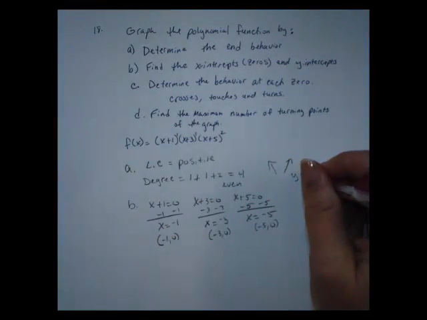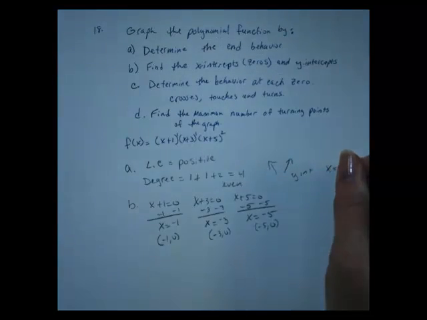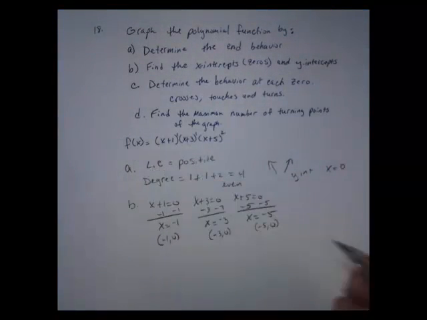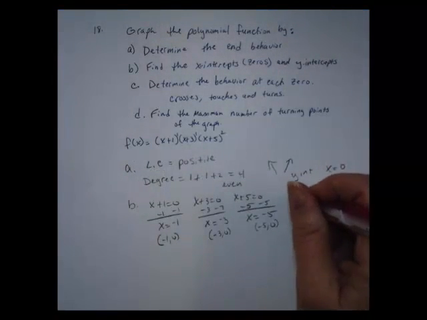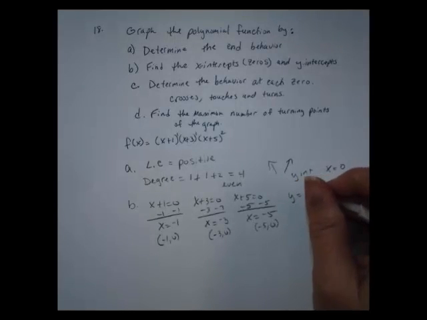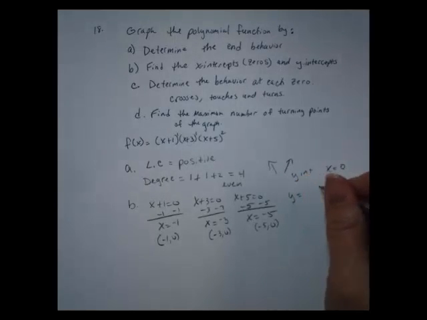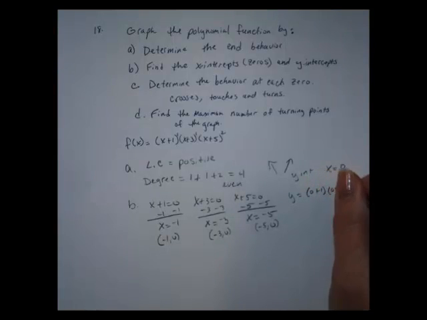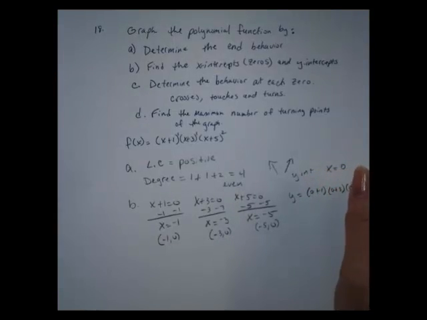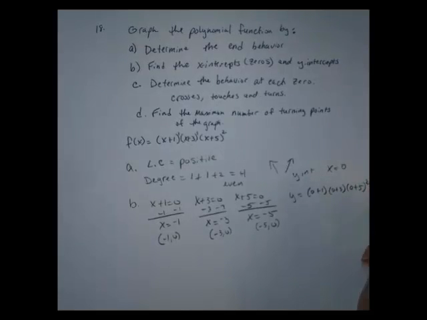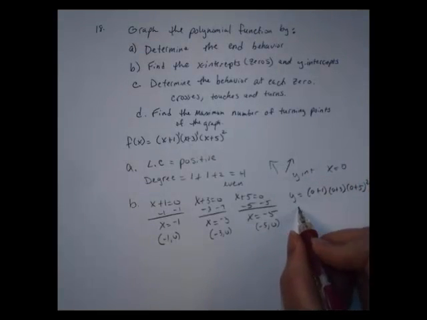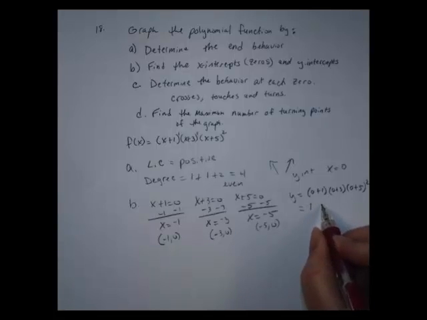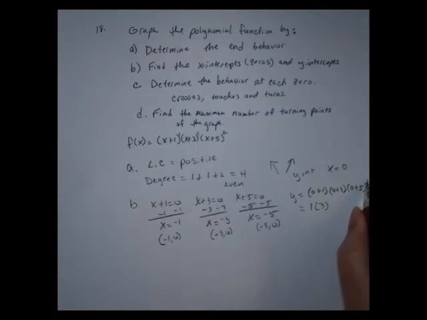Now to find our y-intercept, remember we always set x equal to 0. f of x is the same thing as y, so we will have y is equal to, instead of putting x, we're going to place our zeros. So we'll have 0 plus 1 times 0 plus 3 times 0 plus 5 squared. Well, that's going to get us 1 times 3 times 5 squared.